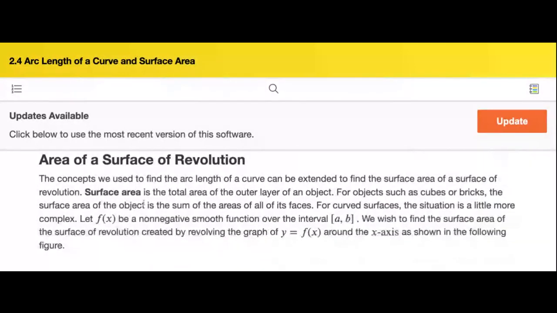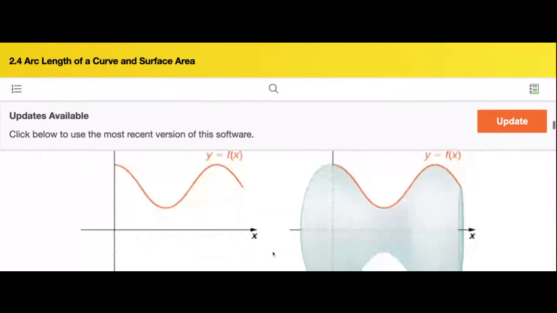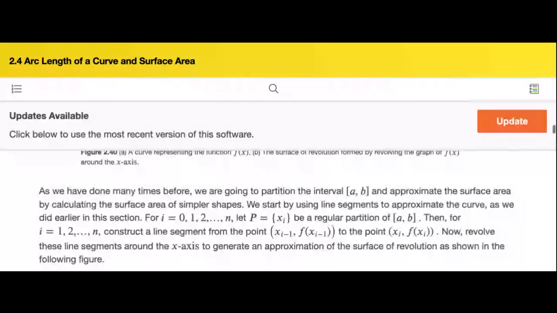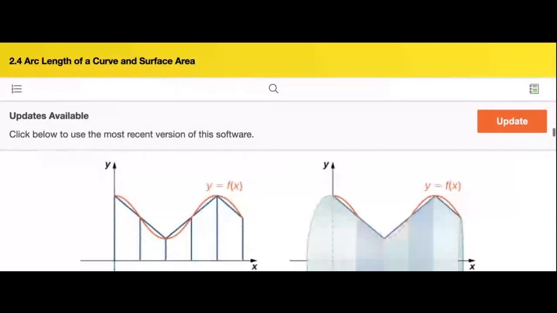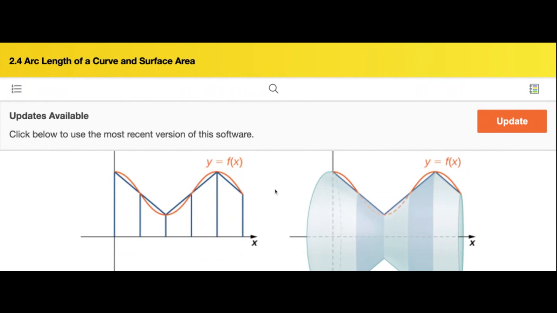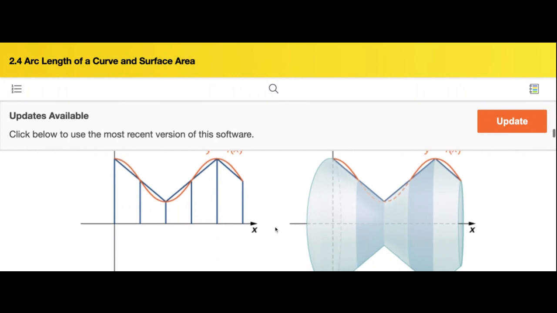Okay, so the surface area is the total area of the outer layer of an object, right? So for this one, it's just like a skin of this 3D object. The idea is similar. We cut into n pieces, then we let n run into infinity.